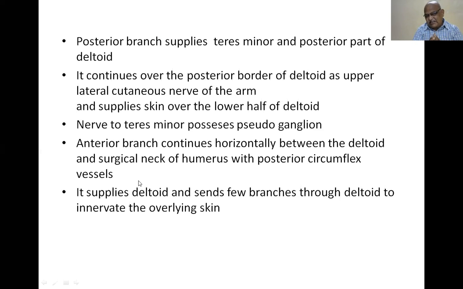Now axillary nerve is nothing but the bifurcation of the posterior cord of brachial plexus. It divides into anterior branch and posterior branch. It supplies the deltoid muscle and teres minor muscle. Anterior division of the axillary nerve supplies the anterior part of the deltoid. Posterior division supplies the posterior part of the deltoid. Nerve to teres minor arises from the posterior branch. Deltoid nerve arises from both branches. It is a mixed nerve.